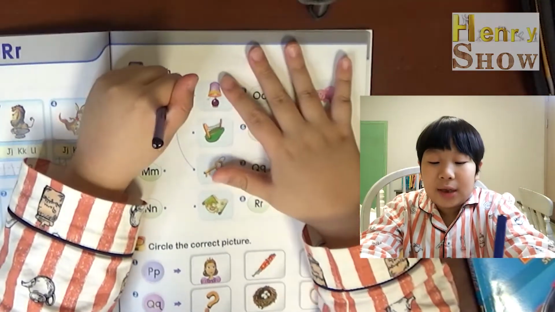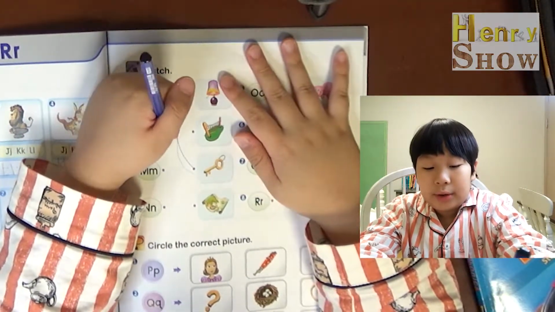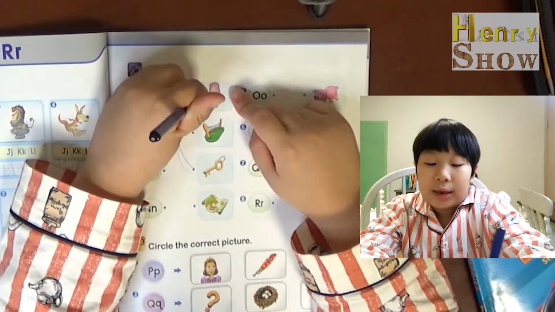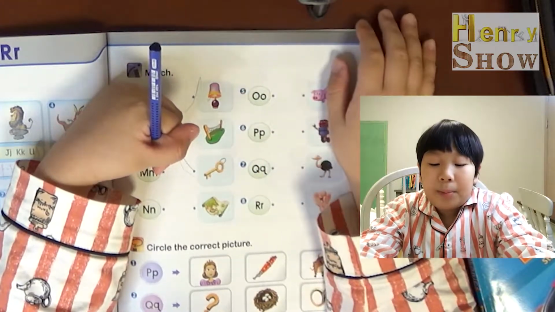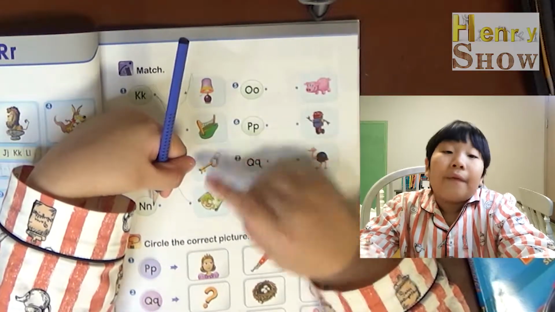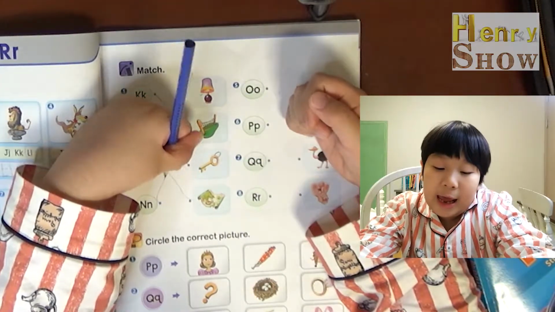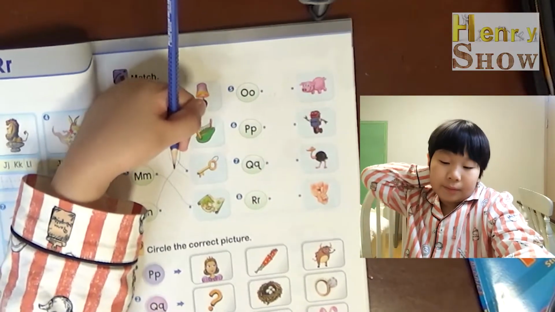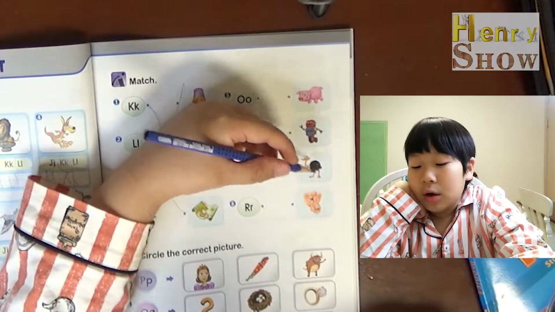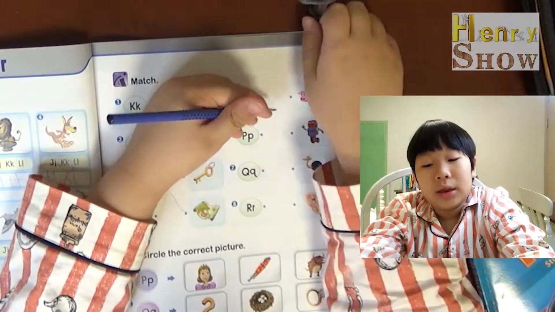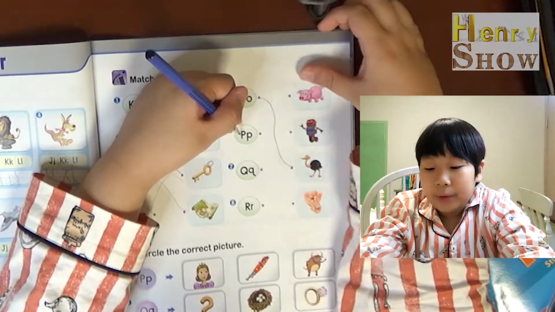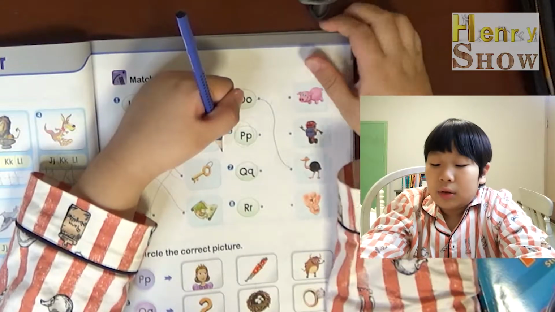Let's match. Key begins with K, so they already lined it. Lamp begins with L. Let's trace a line on it. M. Map begins with M. This is a net. Net begins with N. O. What do you think it is? This is an ostrich. Ostrich.